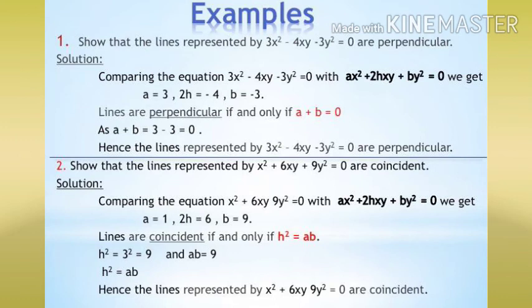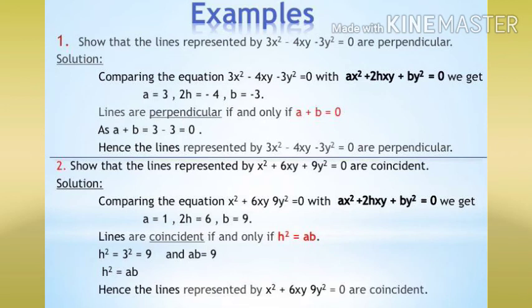Show that the lines represented by x square plus 6xy plus 9y square is equal to 0 are coincident. So again we will compare the given equation with the general equation, and we will get a is equal to 1, 2h is equal to 6 and b is equal to 9. So when will the lines be coincident? If and only if h square is equal to ab.